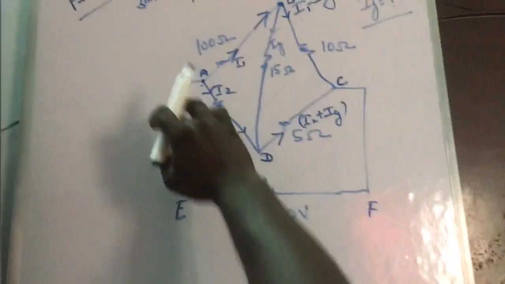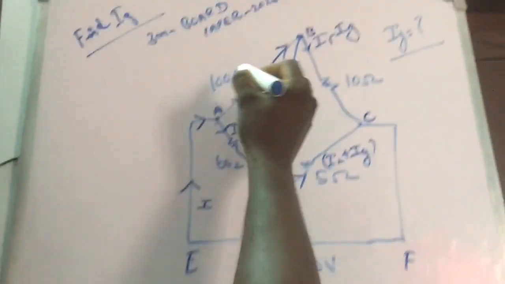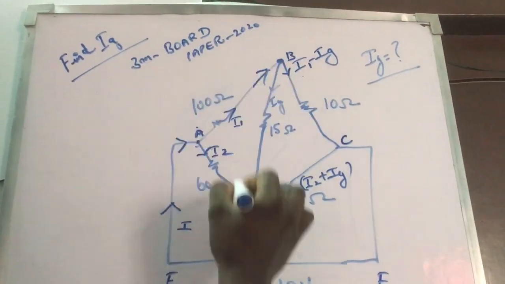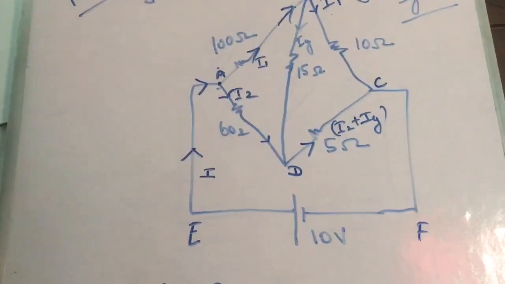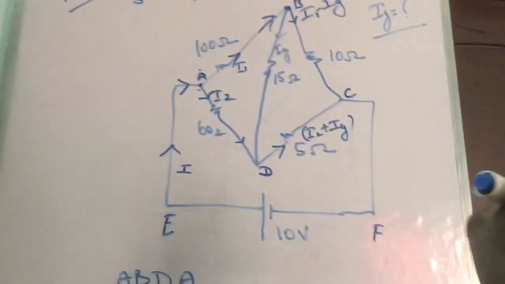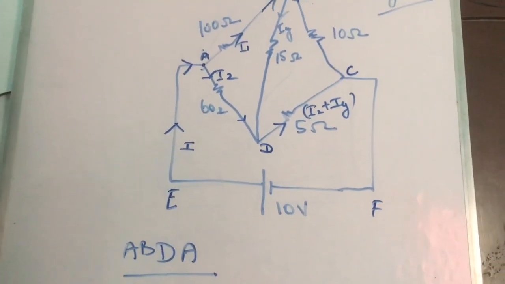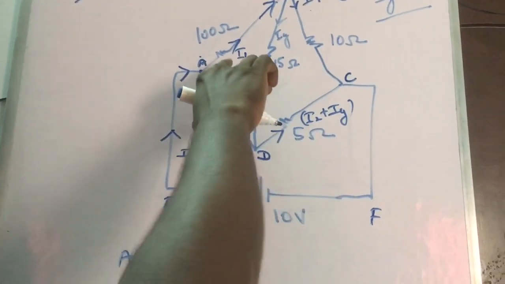So let's start with the first loop. Let me take it as A, B, D and A. So I'm taking this loop A, B, D, A, right? Start from here. If the current is going clockwise, that should be taken as positive. If the current is going anti-clockwise, that should be taken as negative. And find out any voltage sources there.